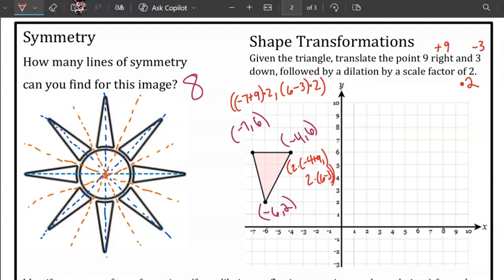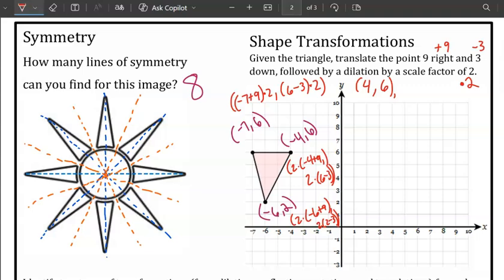And then the last point, 2 times negative 6 plus 9, and then 2 times 2 minus 3. Let's find each of those 3 points and just list them at the top for now. So that's going to be 2 times 2, that's 4. 3 times 2, 6.